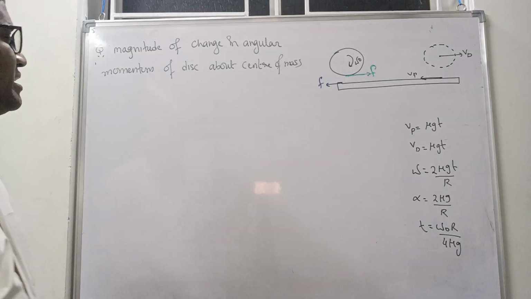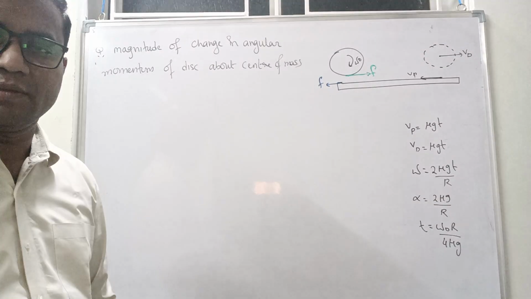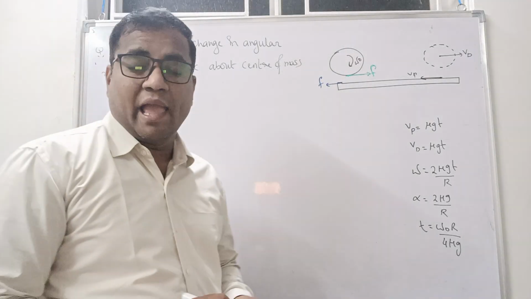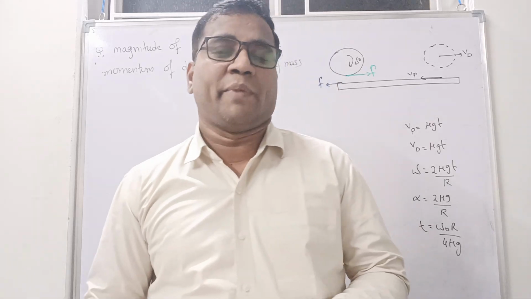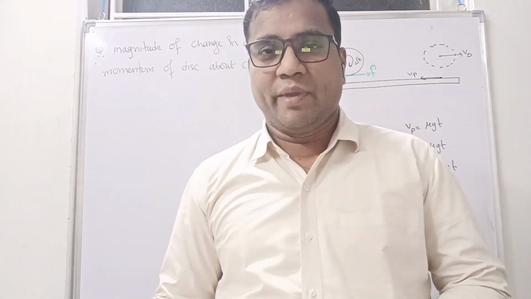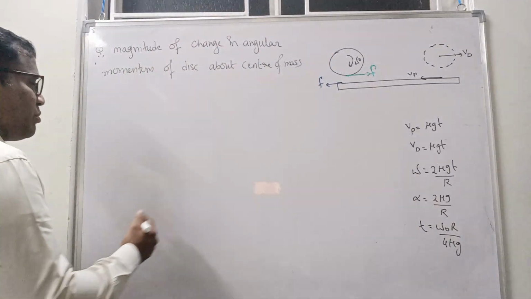See this question. He is asking the magnitude of change in angular momentum of the disk. Magnitude of change in angular momentum. So what is the formula for angular momentum? Angular momentum is denoted by L. L is equal to I omega. So he is asking the change in angular momentum.